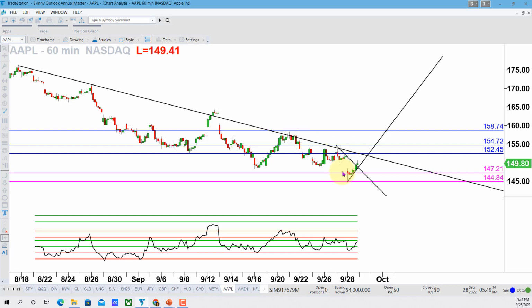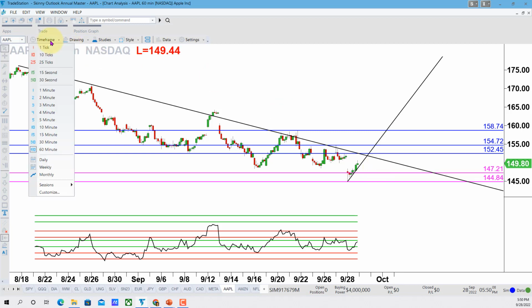All right, now I'm going to remove this shorter falling trend line because it's not adding value in the 60-minute chart, but the original 5-minute chart trend line is. Okay, now we're gonna do one more round and take us up to a daily chart.